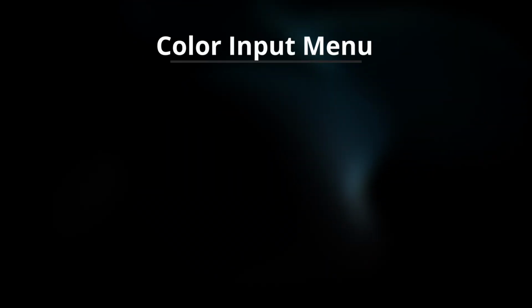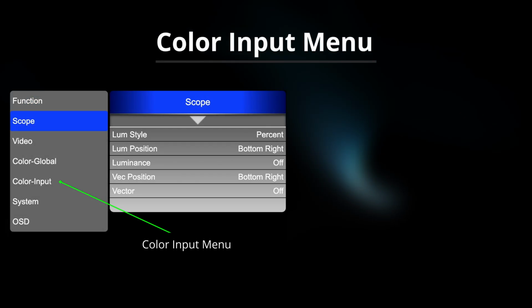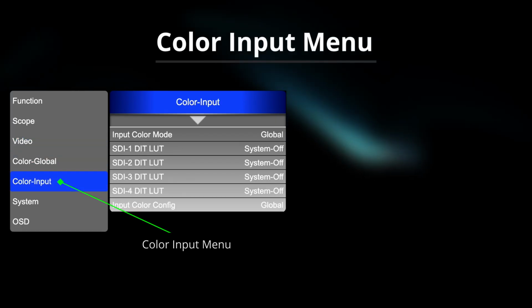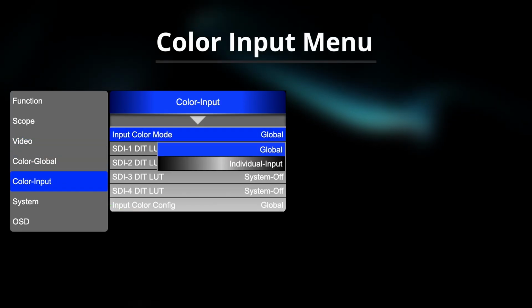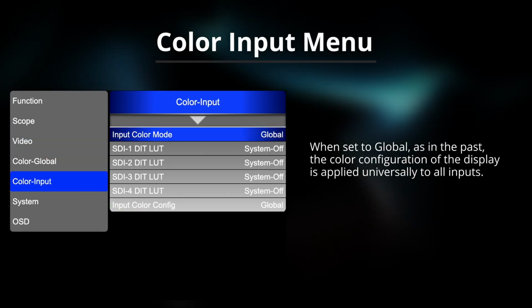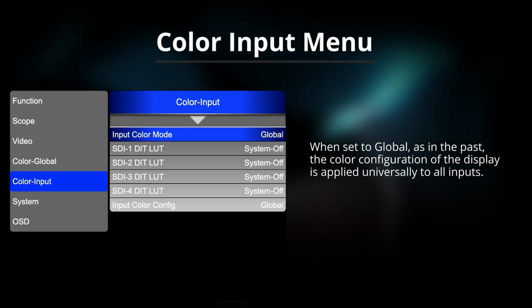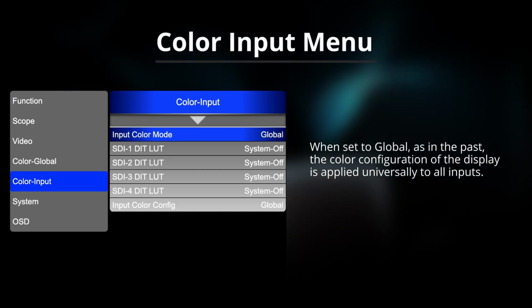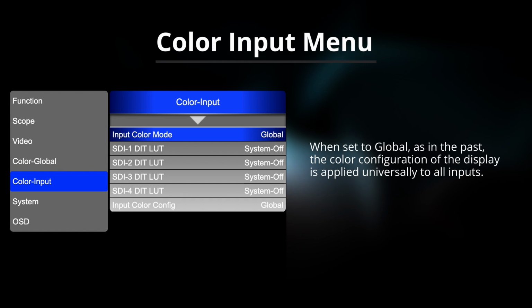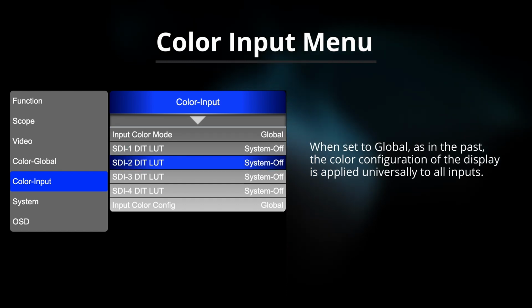So now let's take a look at the new color input menu. At the very top of this menu, you'll find a selection called Input Color Mode. When set to global, the monitor will continue to work largely as our monitors have always worked in the past, where the color configuration of the display is applied universally to all inputs.